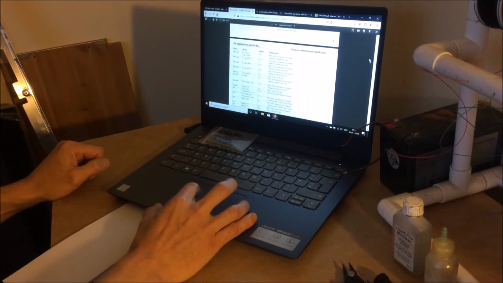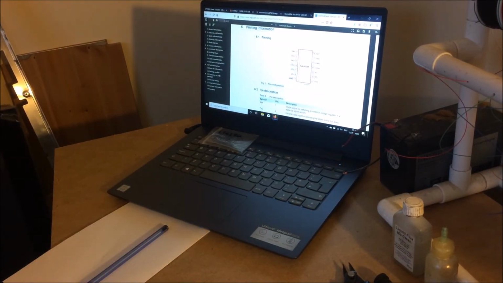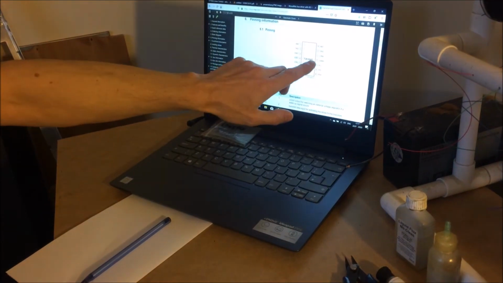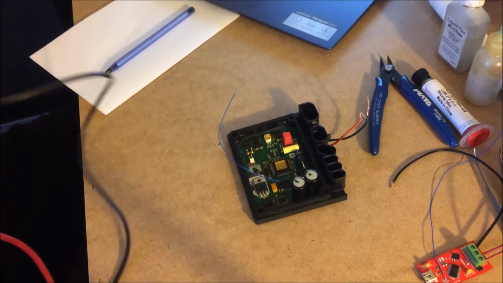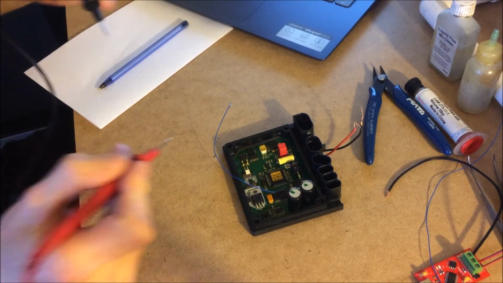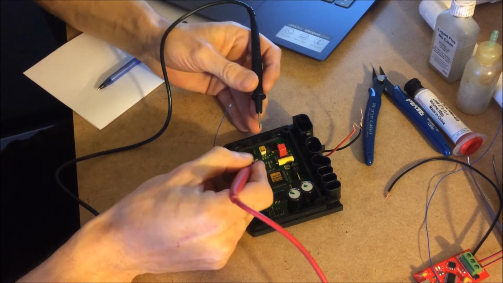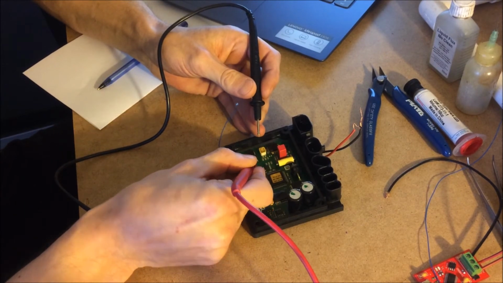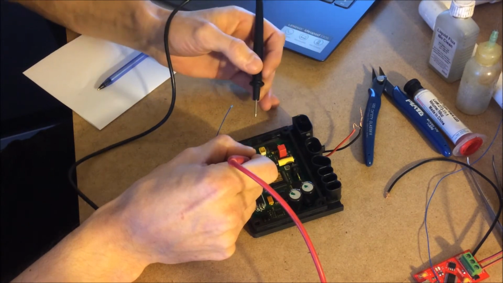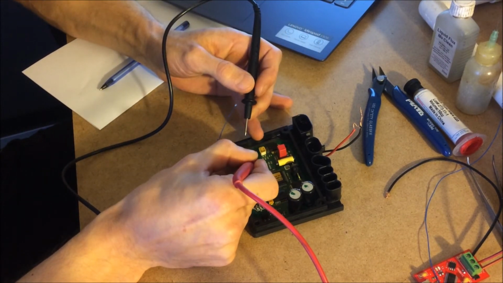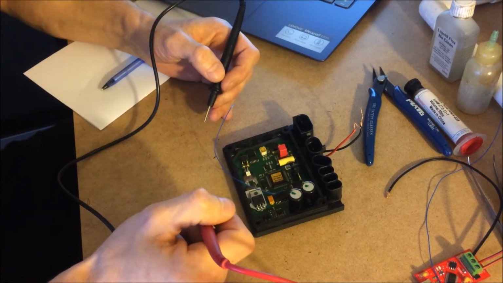So we move on. This is the TJA1054T, and CAN H is on 11 and CAN L is on 12. So we'll probe again. There we are on 11, and we probe, and that's pin 2. And then up onto the next one, and that's pin 3.